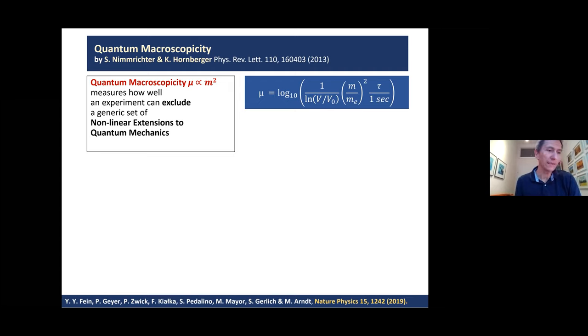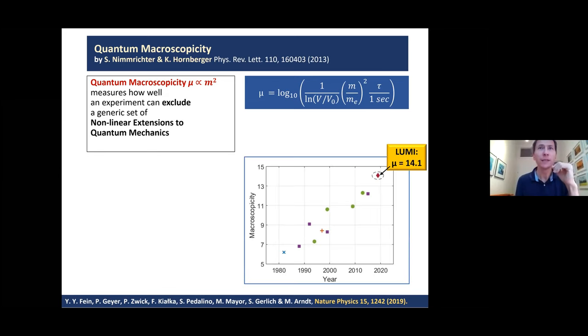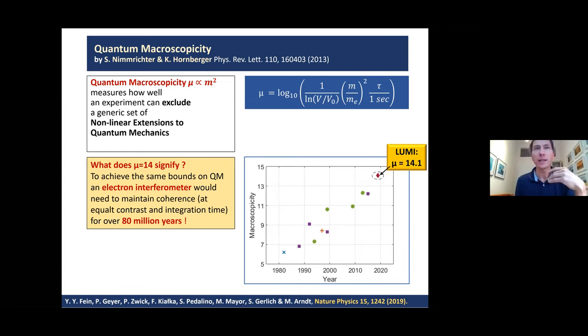The time you maintain coherence, and then there's the one over the logarithm of the fringe visibility compared to what you expect as fringe visibility. So that is an interesting parameter that at least for matter-wave interferometers you can compare across all systems. But you can actually also compare it across cantilevers, SQUIDs, and whatever. And on that scale, LUMI, our most recent interferometer, is really kind of the leading value, if you wish, has the highest macroscopicity compared to neutron interferometry, atom interferometry, and so forth.